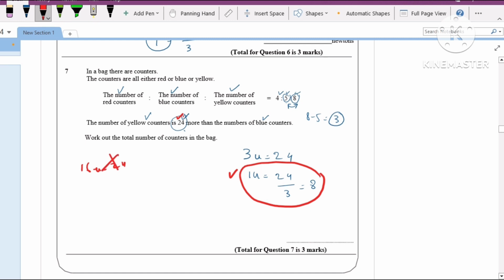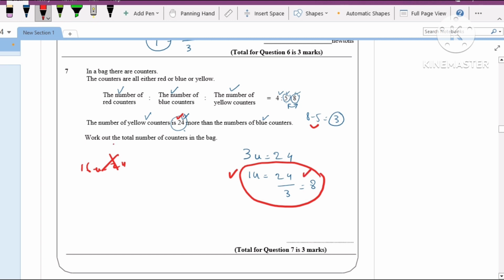Here it is the comparison between yellow counters and blue counters, and we can see that yellow counters are 8 and blue counters are 5. So yellow has 3 units more than the blue counters. So these 3 units are equal to 24. You have to find the value for 1 unit.